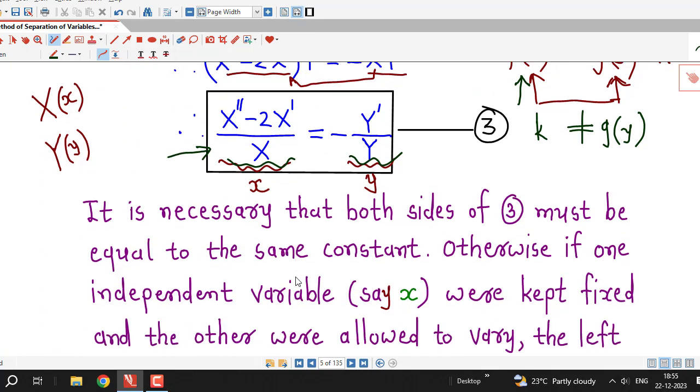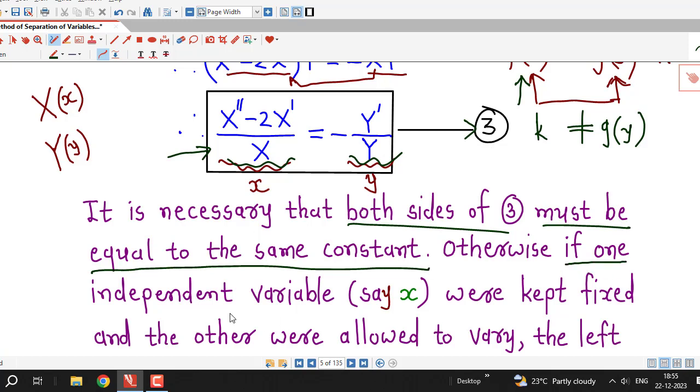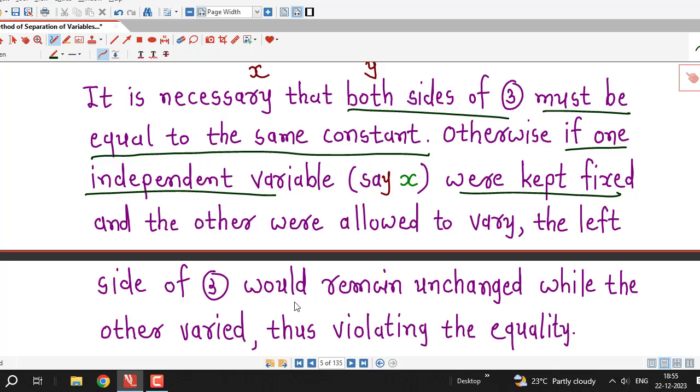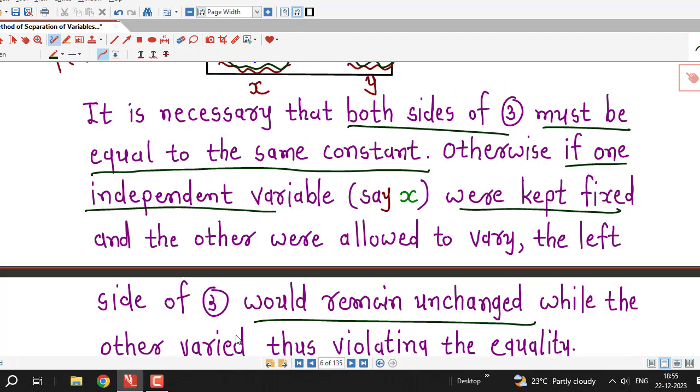Here I have written that it is necessary that both sides of equation 3 must be equal to the same constant. Otherwise, if one independent variable, say x, were kept fixed and the other were allowed to vary, the left hand side of 3 would remain unchanged while the other varied, thus violating the equality.